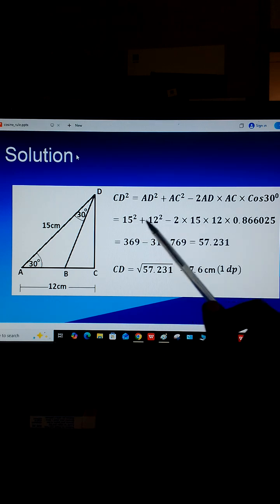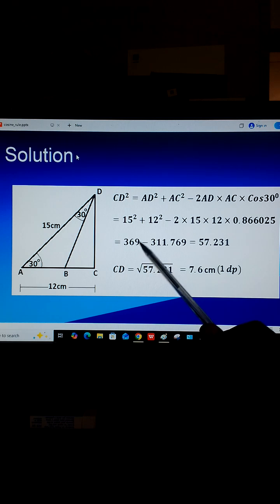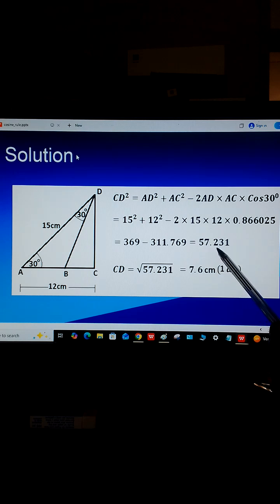15 squared is 225 plus 144, you get 369, minus this product, which is 311.769. The difference here gives you 57.231. That is the value of CD squared. So to find CD, you find the square root on both sides. The square root of CD squared is CD, and the square root of 57.231 is 7.6. So the answer is CD is equal to 7.6 centimeters to one decimal place.